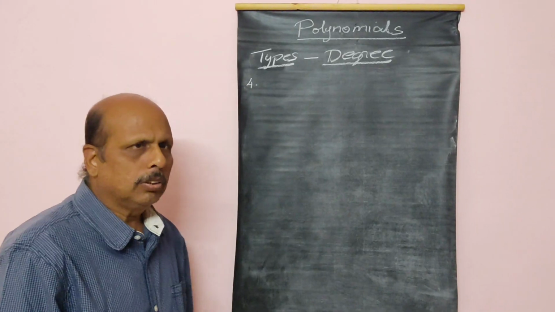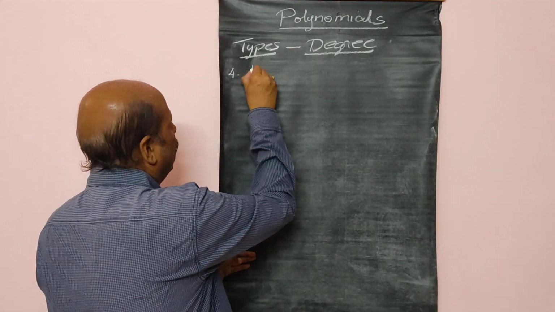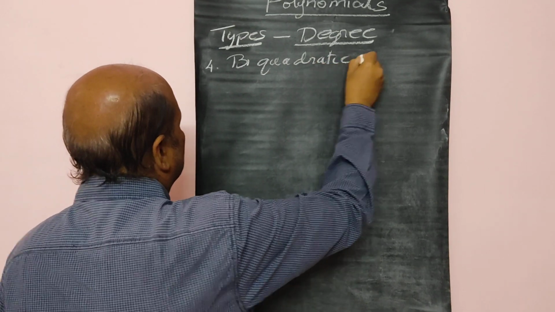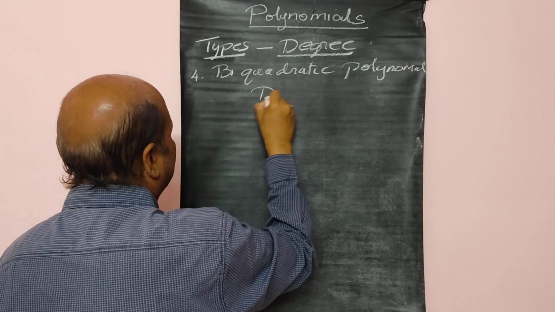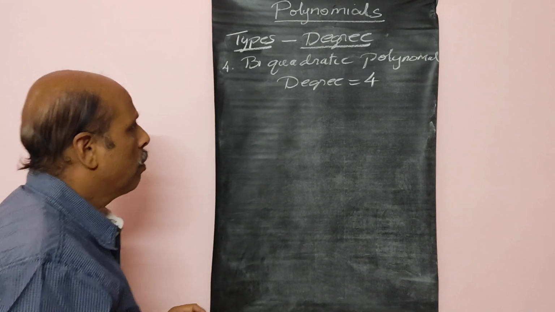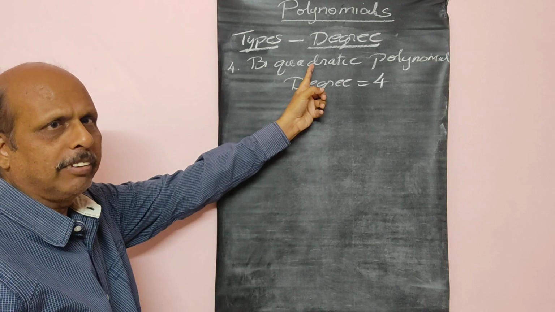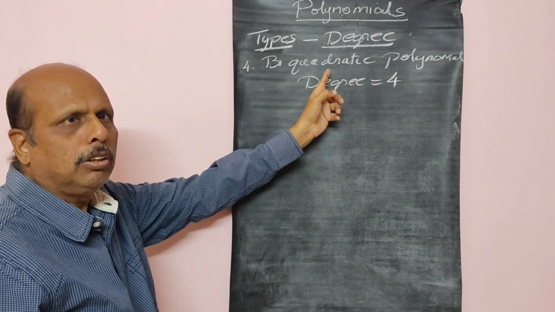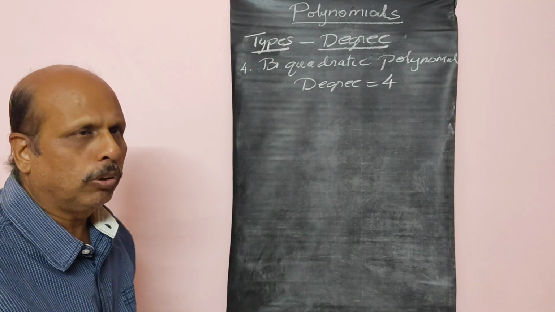So the next type of polynomial is the biquadratic polynomial. Here the degree is equal to 4. So when the degree is 4, we call it a biquadratic. Quadratic we have already seen, the second one, it's degree 2. 2 quadratics means 4th degree. So a biquadratic polynomial is a polynomial of degree 4.